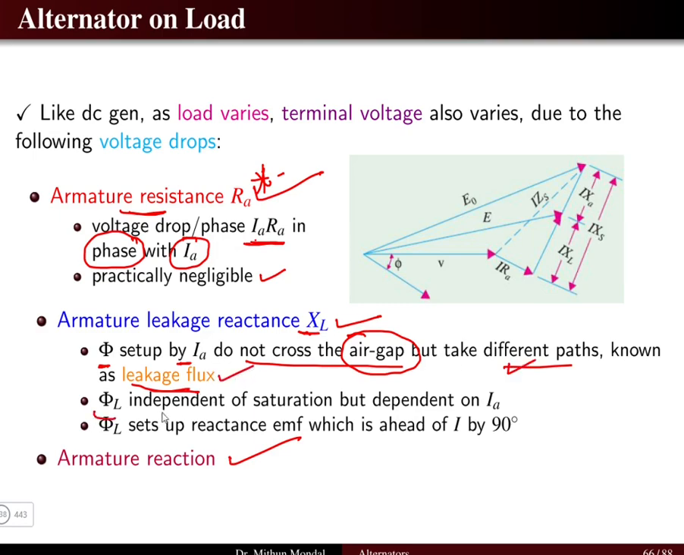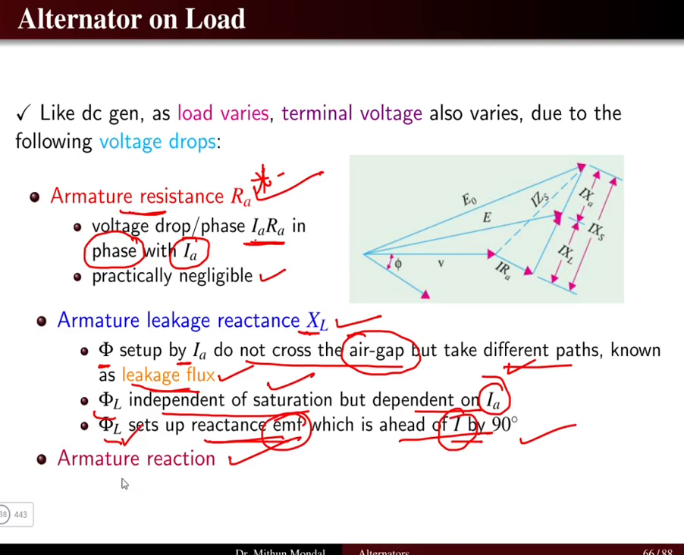The leakage flux is independent of saturation but dependent on the armature current. So leakage flux does not saturate, but it will obviously depend on the armature current. Leakage flux will set up its own reactance EMF, which is ahead of the armature current by 90 degrees. So basically there is a 90-degree phase difference between the current and the EMF, that is the voltage, which is set up by the leakage flux.